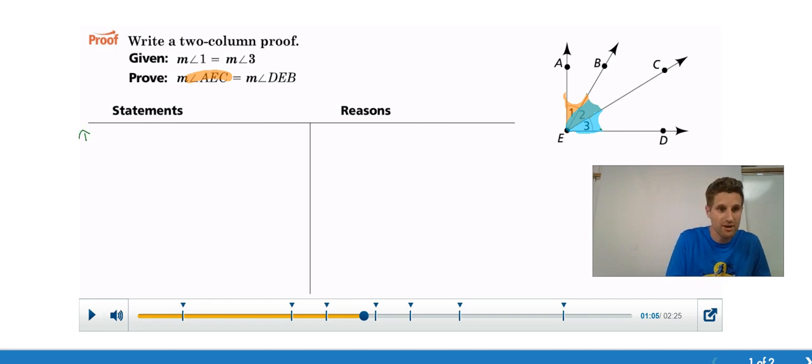Okay, so let's go ahead and try this out. Statement 1 is everybody's favorite. It's the given. Angle 1 is equal to angle 3. Why? Given.